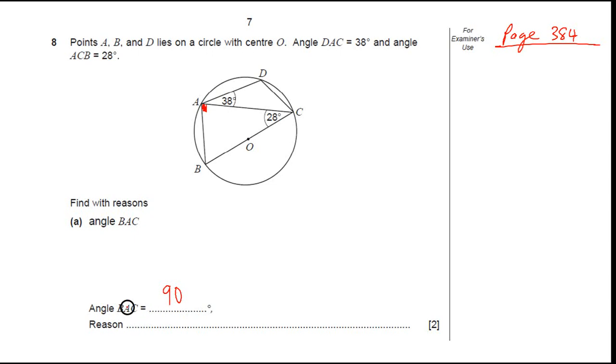The reason for this is we say angle in a semicircle is always equal to 90 degrees. Is my handwriting okay? Okay. Let me just still work on this, okay? Before I move to the next slide.